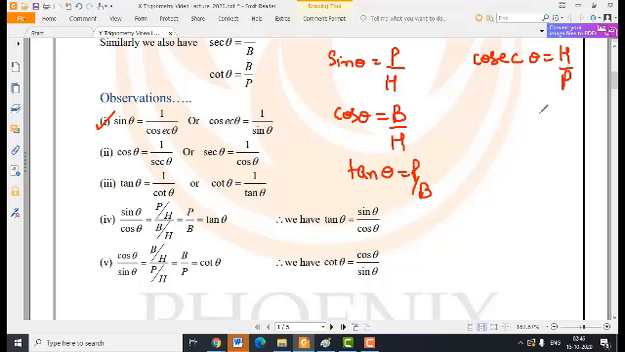Now if I take the reciprocal of the ratio h by p, we define this as sec theta, or secant theta. Similarly, b by p is termed cot, or the complete name is cotangent theta. So six different ratios. Now cos theta is b by h and secant theta is h by p. Both are reciprocal of each other, and therefore my second observation is that cos theta is equal to 1 by secant theta, or secant theta is equal to 1 by cos theta.